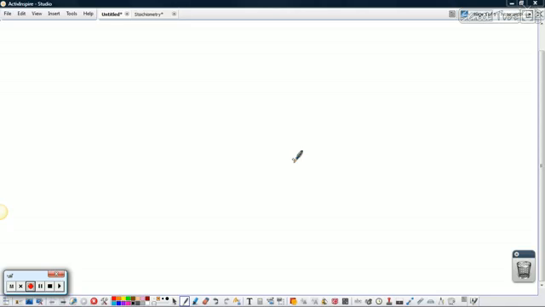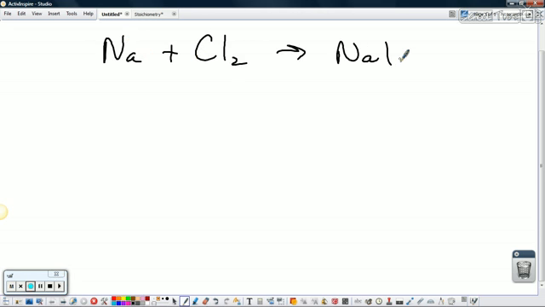All right. When you write a balanced chemical equation, when you balance your equation, it basically means that you have the same number of atoms on the left as you have on the right. So when I write an equation and I balance it, it means that I have 2 atoms of sodium on this side. I've counted 2, so I have to have 2 atoms of sodium on this side.